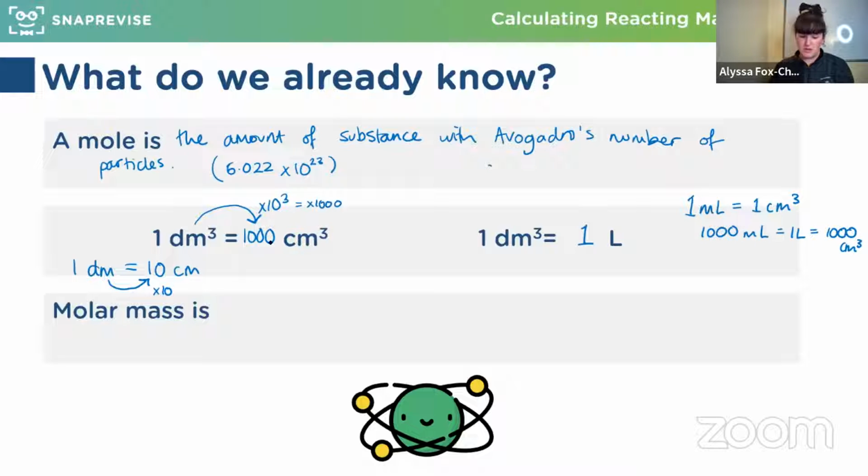And 1 decimeter cubed is equal to 1,000 centimeters cubed. So 1 decimeter cubed must also be equal to a liter. It's good to be good at these conversions if you can.